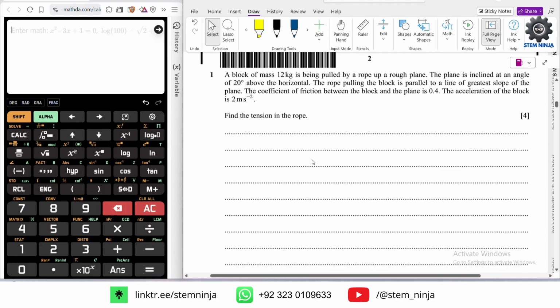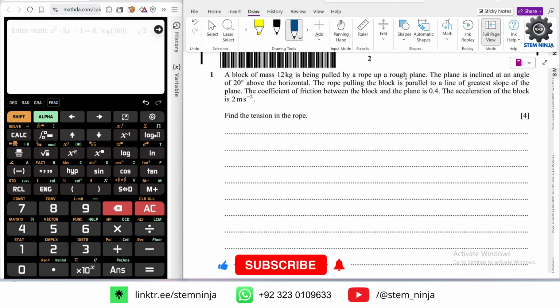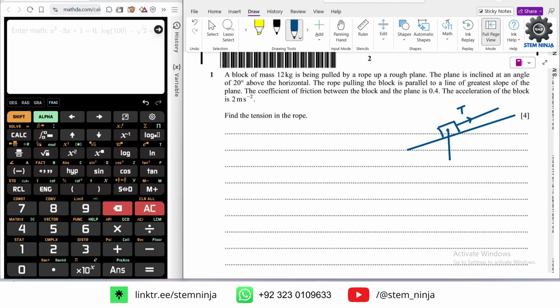Question number 1. A block of mass 12 kg is being pulled by a rope up a rough plane. The plane is inclined at an angle of 20 degrees above the horizontal. So basically, sort of like this. This is the block of mass, and it's being pulled up by a rope, so that means the tension would be upwards. Mass is 12 kg, so the weight would be 12g downwards.